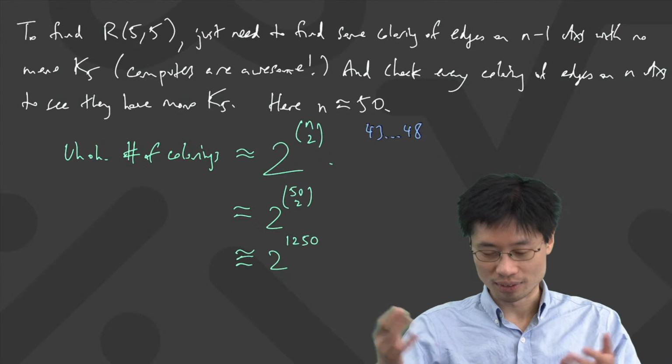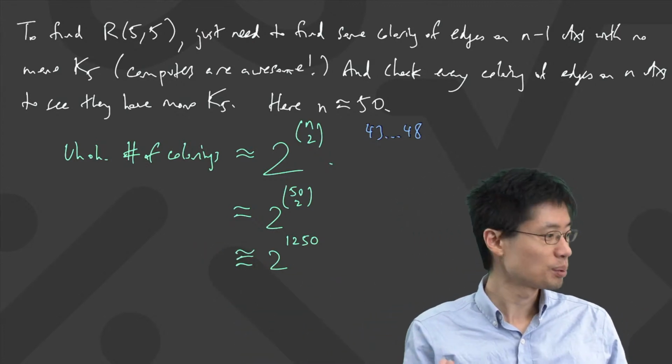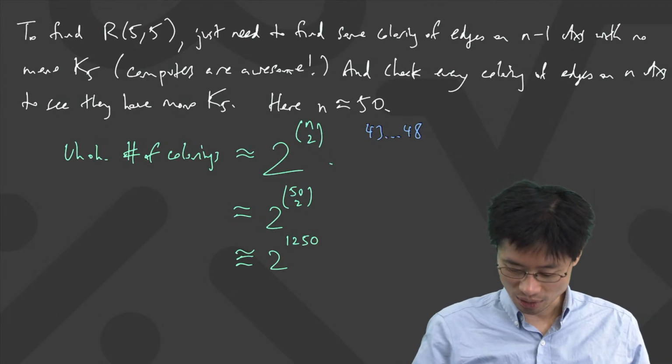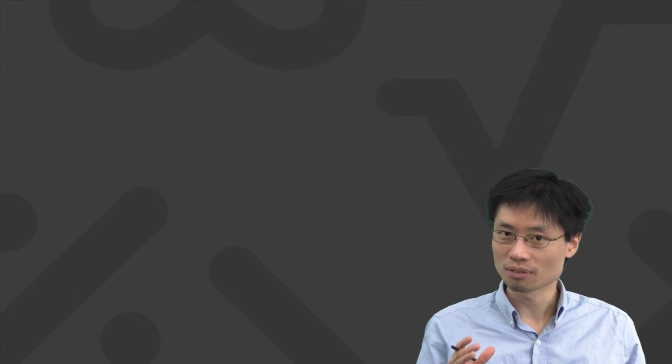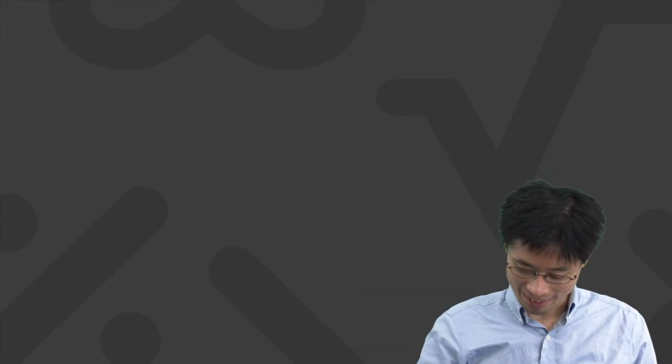Now that we know that these particular numbers are hard to actually find, let's at least show that they're finite. Let's prove Ramsey's theorem. So let's go and prove that the Ramsey number is finite. It's not infinitely large.